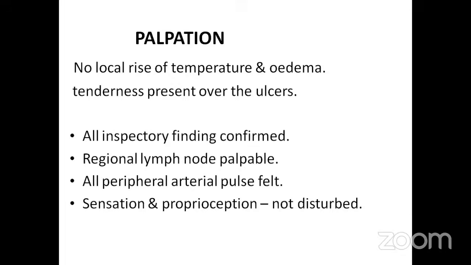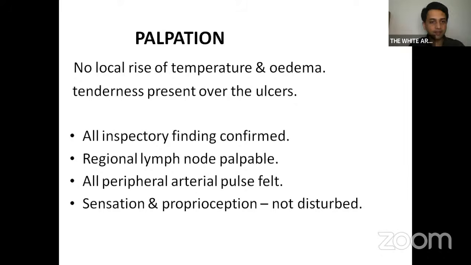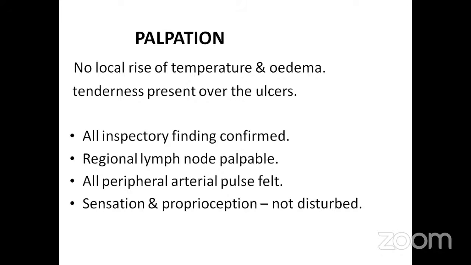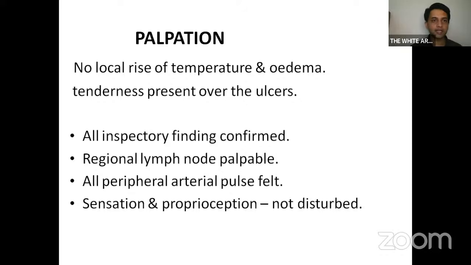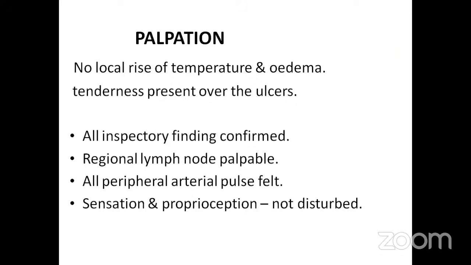Okay. All peripheral arterial pulses are felt. So you wanted to rule out any other peripheral vascular disease, and any neurological disturbances also. Clear? Yes, this is very important, especially in a chronic diabetic. As I mentioned earlier, they can have multifactorial disease, with additional neurological and arterial disease also. So we have to rule these out first. Okay, next.